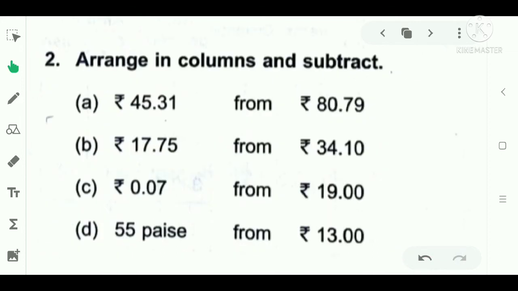Let's do question number 2. Now students, question number 2 is arrange in column and subtract. So students, some parts given here. Firstly we will arrange these numbers in column and then we will subtract. But students, look here, you can see 45 rupees 31 paise from rupees 80.79. So students, write down 80 rupees 79 paise first. Then under this write down rupees 45.31 because 80 rupees is more than 45 rupees. So we will write first this number. Under this we will write this number.